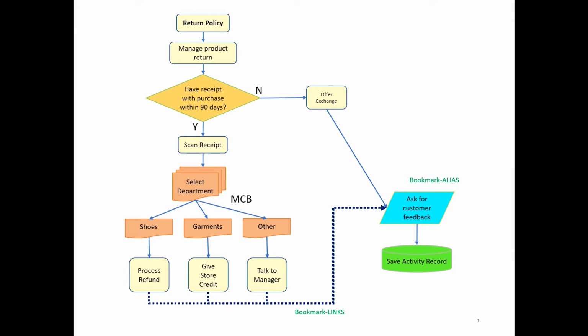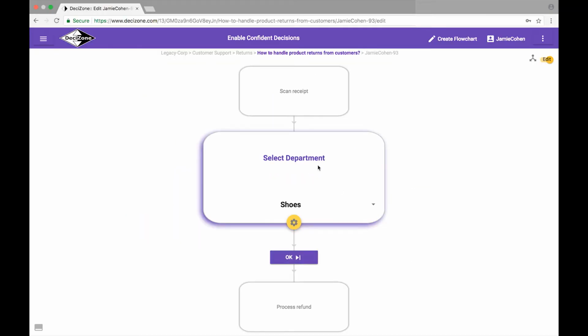In our case, the source and destination boxes of the bookmark link are both in the same flowchart. But you can also create bookmark link to a destination box which is from a different flowchart. I'm going to quickly create bookmark links for our choices.